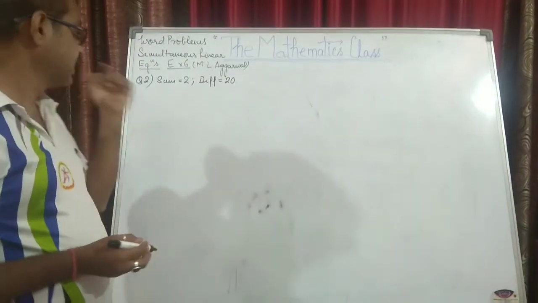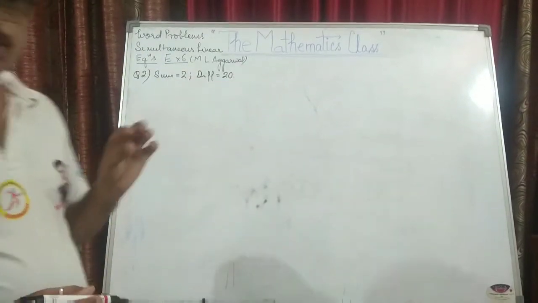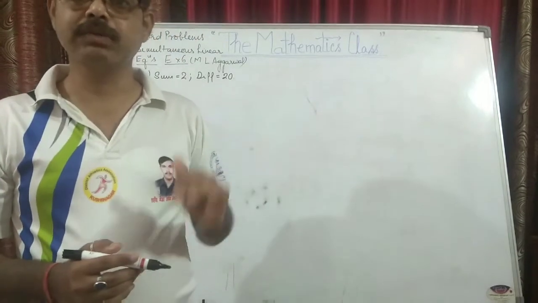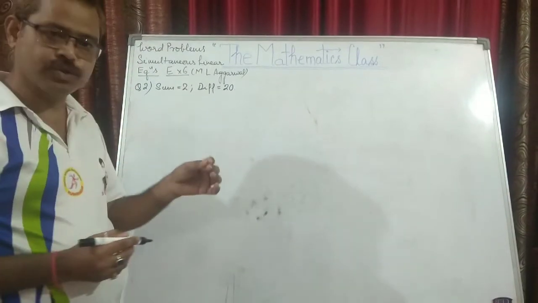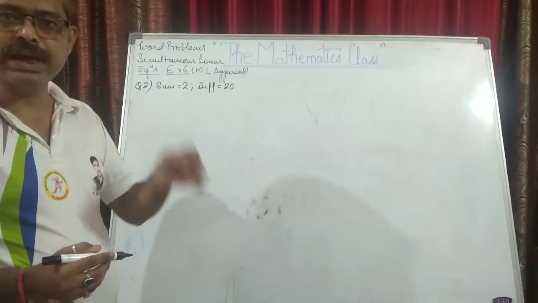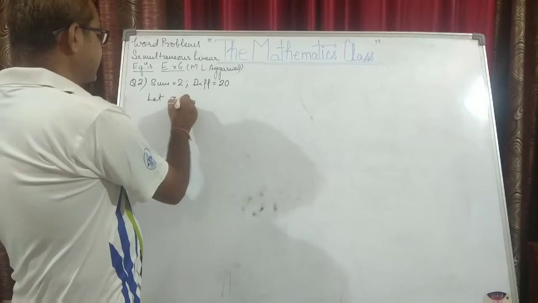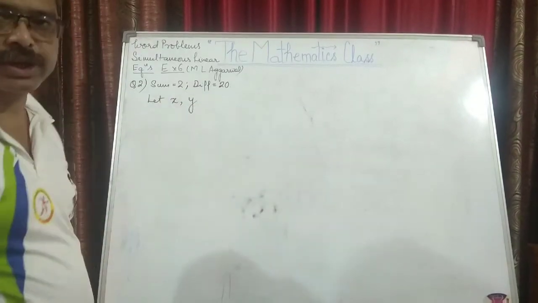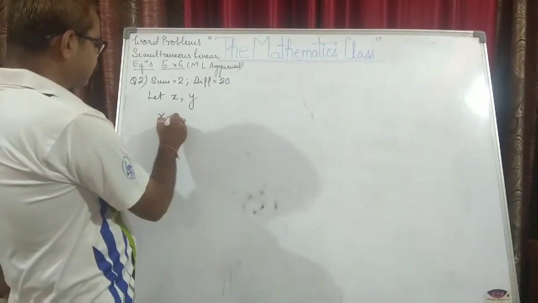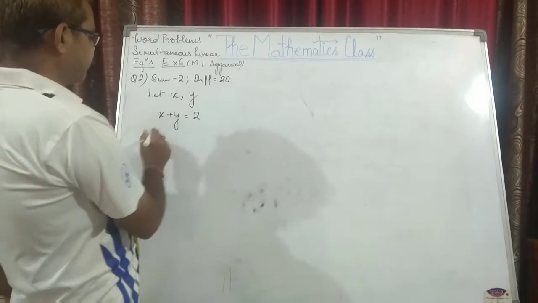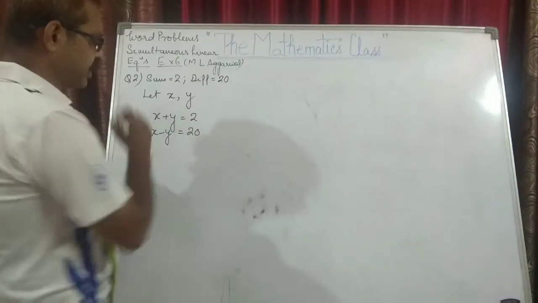Now question number 2 is: it is given that the sum of two numbers is 2 and the difference is 20. You have to find the numbers. So this is a mathematical statement, how to convert it into an equation? Let us assume the two numbers be x and y. Sum means x plus y is equal to 2. Difference can be x minus y or y minus x is equal to 20.